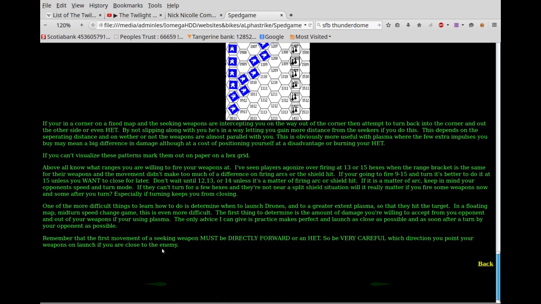Remember that the first movement of a seeking weapon must be directly forward or an HET. So be very careful which direction you point your weapons on launch if you are close to the enemy.